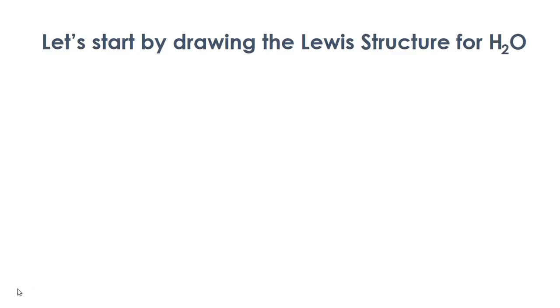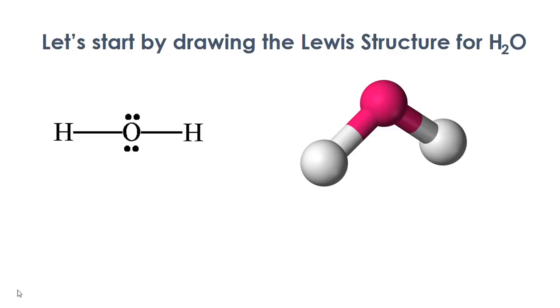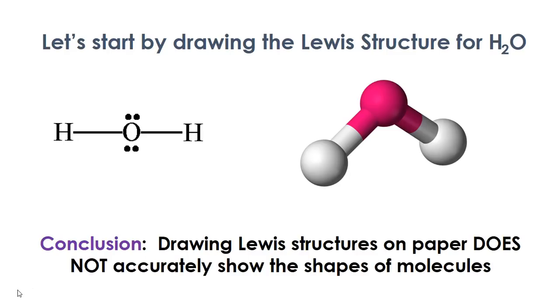What I want you to do first is pause the video and start by drawing the Lewis structure for water. So the Lewis structure for water looks like this. We have an oxygen with extra electrons at the top and the bottom. However, water actually looks like this because of our VSEPR shapes. So in conclusion, the Lewis structures that we draw on paper do not accurately show the shapes of these individual molecules. That's why we need to talk about VSEPR.